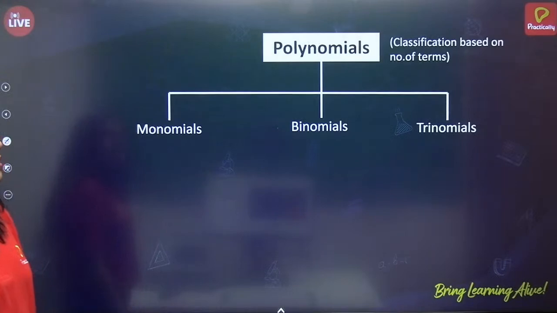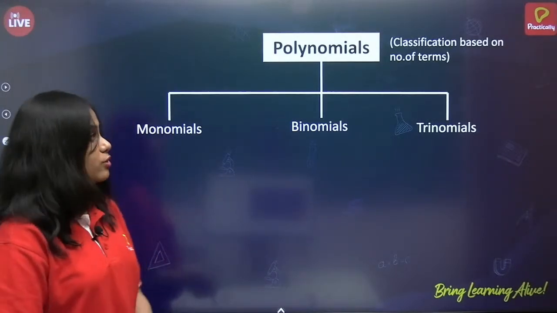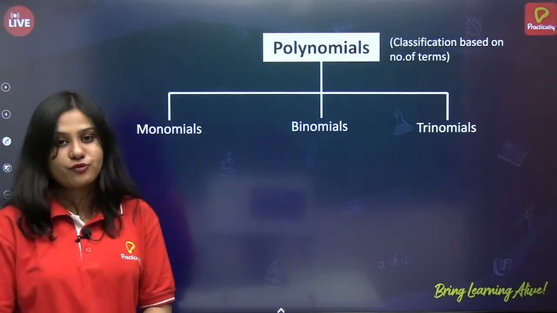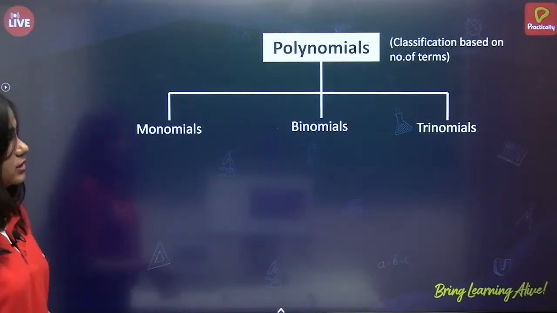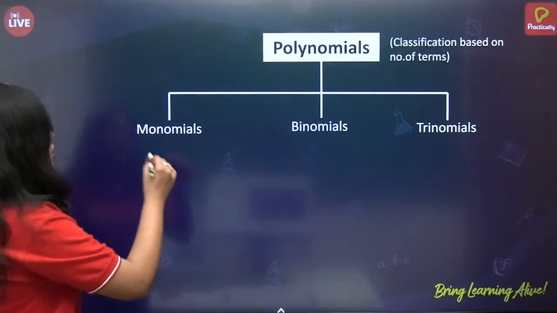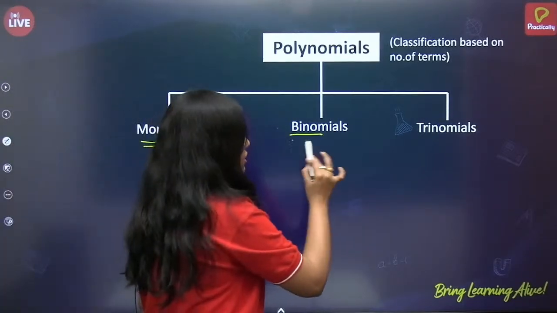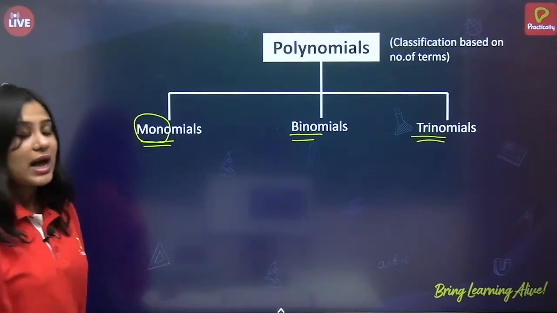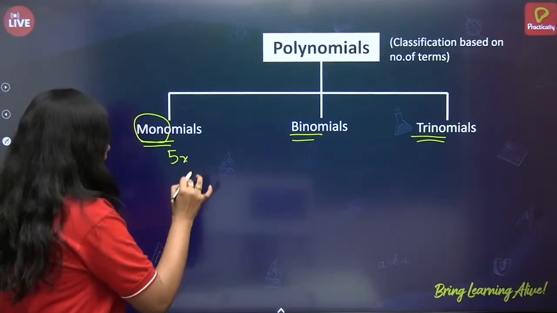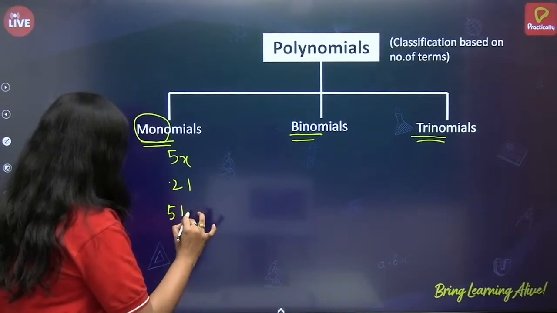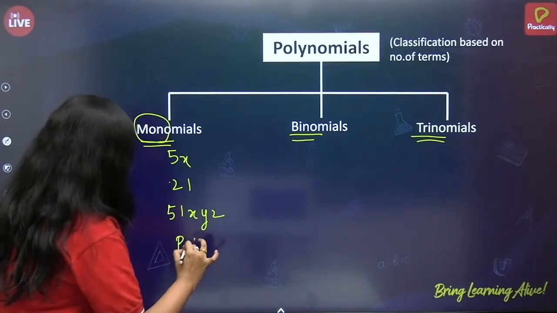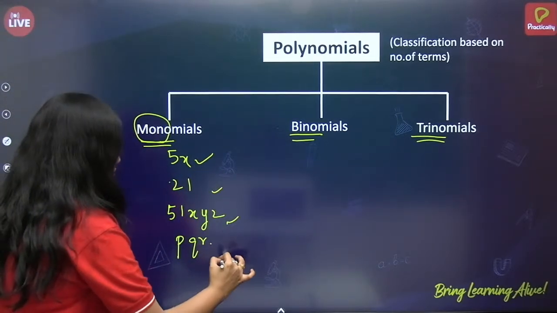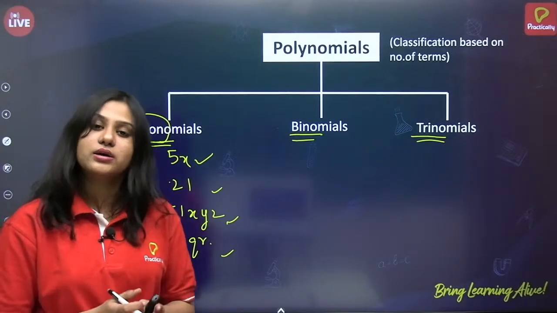Next. Now let us see classification of polynomials based on number of terms first, and then we'll go to the classification based on the degree of the polynomial. Polynomials classification based on number of terms. So first, monomials, binomials and trinomials. What does this mean? Mono means one, correct? So it has only one term. Suppose 5x, 21, 51, xyz, pqr. These are all monomials because all have only one term, correct? So a single term is nothing but a monomial.